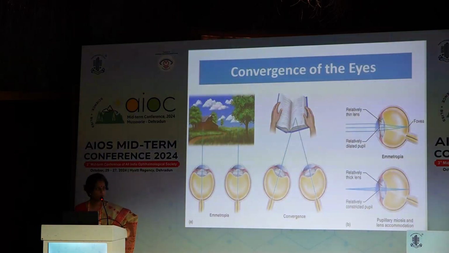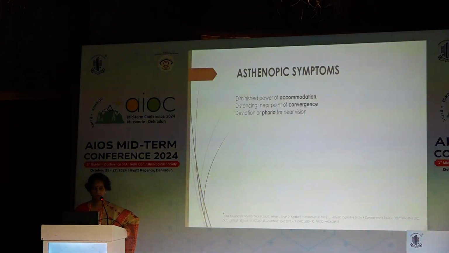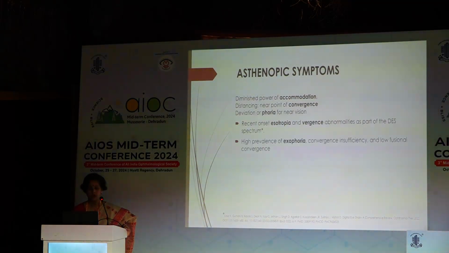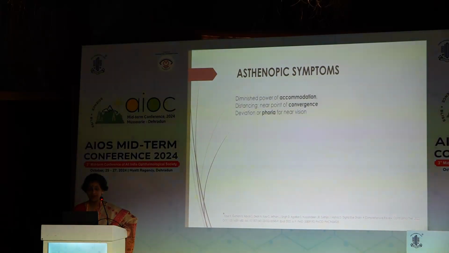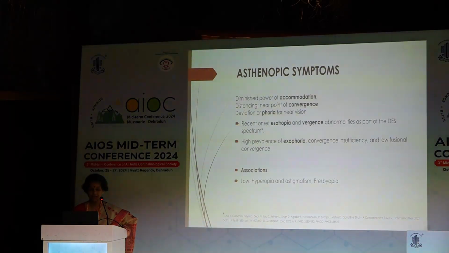So the asthenopic symptoms or the strain symptoms are usually due to the convergence, accommodation, and pupillary miosis, and they include the diminished power of accommodation, distancing of the near point of convergence, and phorias. In children, they may lead more to esotropias, whereas in older people to exophorias, convergence insufficiency, etc. Of course, these are more associated with uncorrected refractive errors, and especially hyperopia and astigmatism.